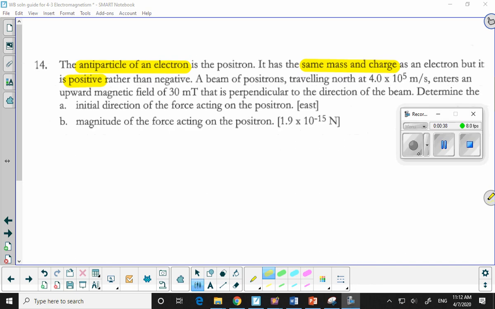So looking at question number 14, it introduces the idea of something called a positron. A positron is the antiparticle of an electron. So it's exactly the same mass as an electron. It has a charge of 1.6 times 10 to the minus 19 coulombs, like an electron, but an electron is a negative 1.6, and the positron is a positive 1.6. It has a second name, which is called a positive beta particle, and we'll see that when we get to nuclear decay. But a beam of these is traveling north at 4.0 times 10 to the 5 meters per second.